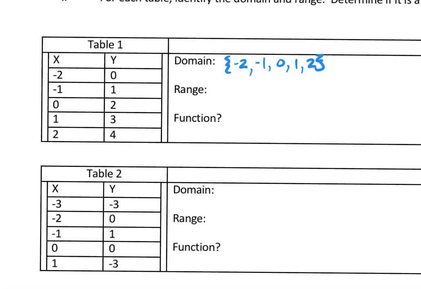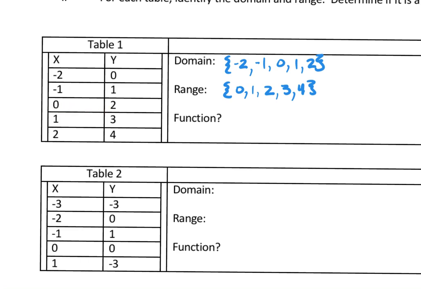Our range, we want to look at our y values. And so our y values that appear in the y column, we have 0, 1, 2, 3, and 4. And we want to know, is this a function? And so to determine if this is a function, we just want to look and see, okay, we're only going to look at each x value. -2, does it go anywhere else other than 0? And the answer is no. -1, does it go anywhere other than 1? And the answer is no. 0, does it go anywhere else other than 2? And the answer is no.